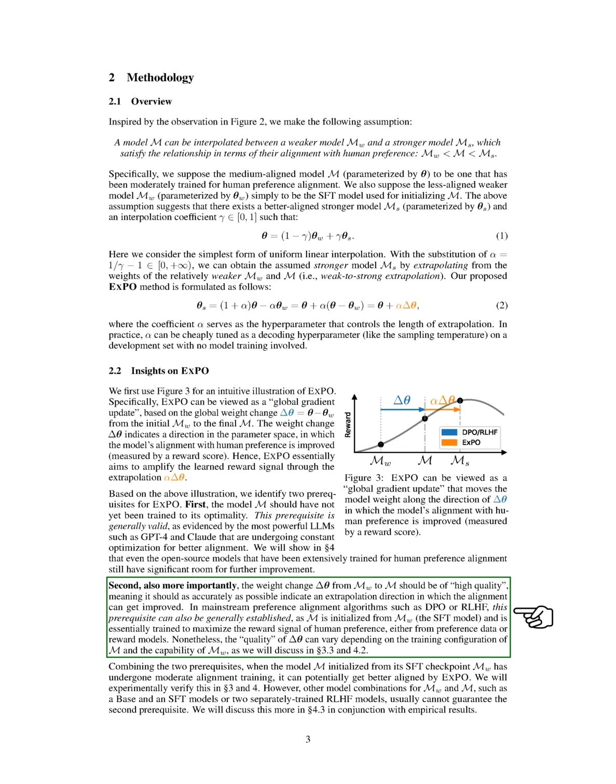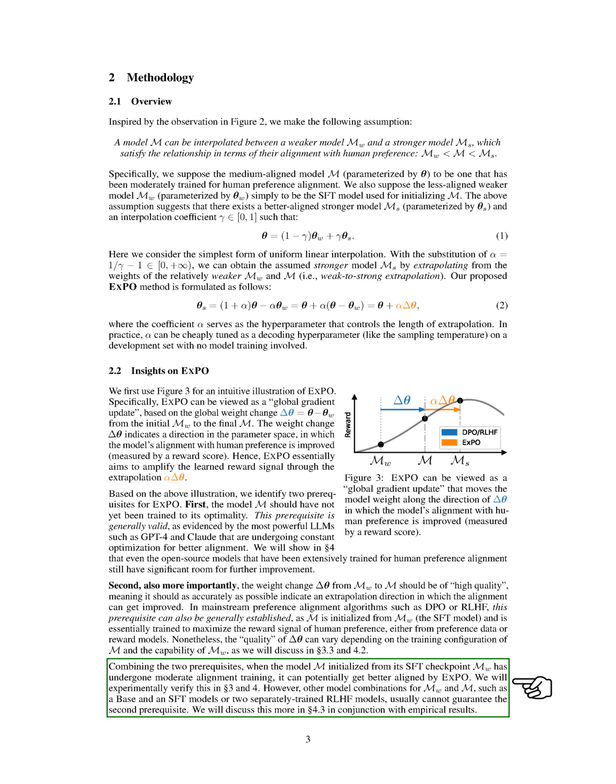Secondly, the weight change delta theta from M_w to M should be of high quality, indicating an accurate direction for alignment improvement. This quality of delta theta can vary based on the training setup of M and the capability of M_w. When the model M, initialized from its SFT checkpoint M_w, has undergone moderate alignment training, EXPO can potentially enhance its alignment. We will validate this experimentally. However, for other combinations of model checkpoints like base and SFT models or two separately trained RLHF models, the second prerequisite is not guaranteed.